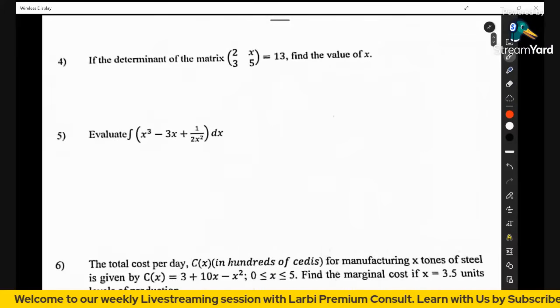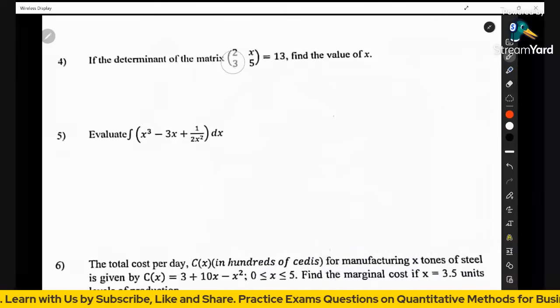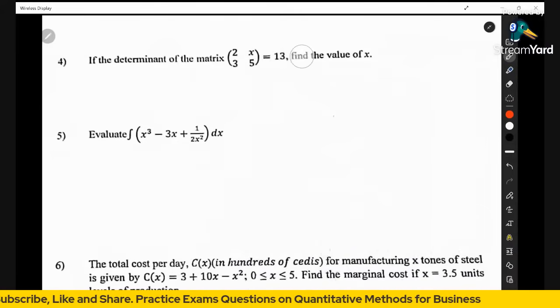If the determinant of the matrix [2, x; 3, 5] is equal to 13, find the value of x. So here, the determinant of this matrix has been given as 13. We are asked to find the missing value, which is x, the missing entry here.